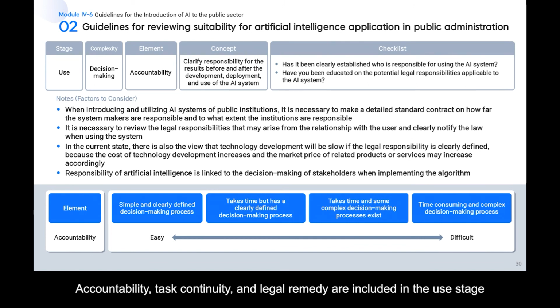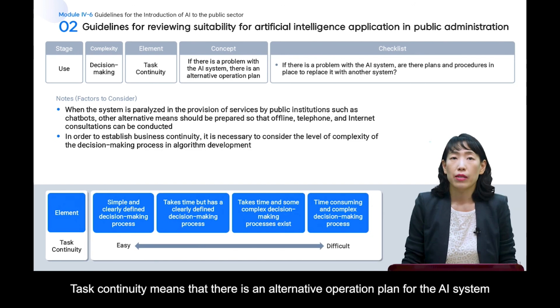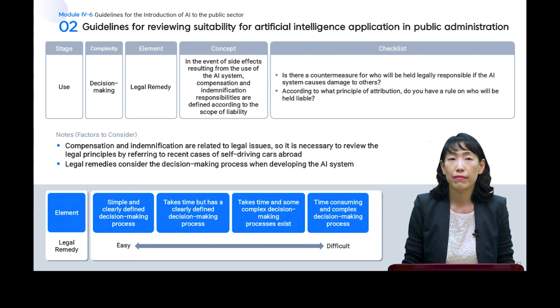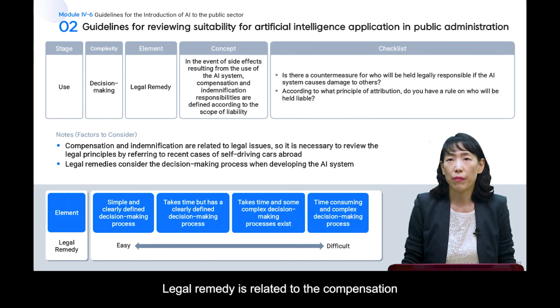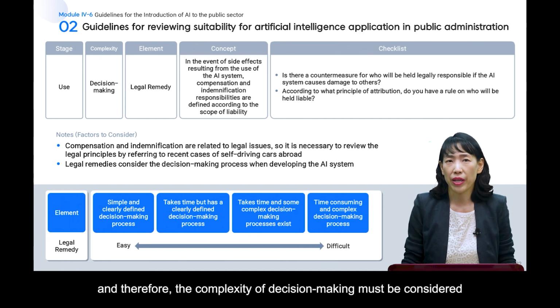Accountability, task continuity, and legal remedy are included in the use stage. Accountability means clarifying responsibility for the result produced by AI. Task continuity means that there is an alternative operation plan for the AI system. Legal remedy is related to the compensation and indemnification of side effects. These 3 elements are related to the complexity of decision-making, and therefore the complexity of decision-making must be considered.